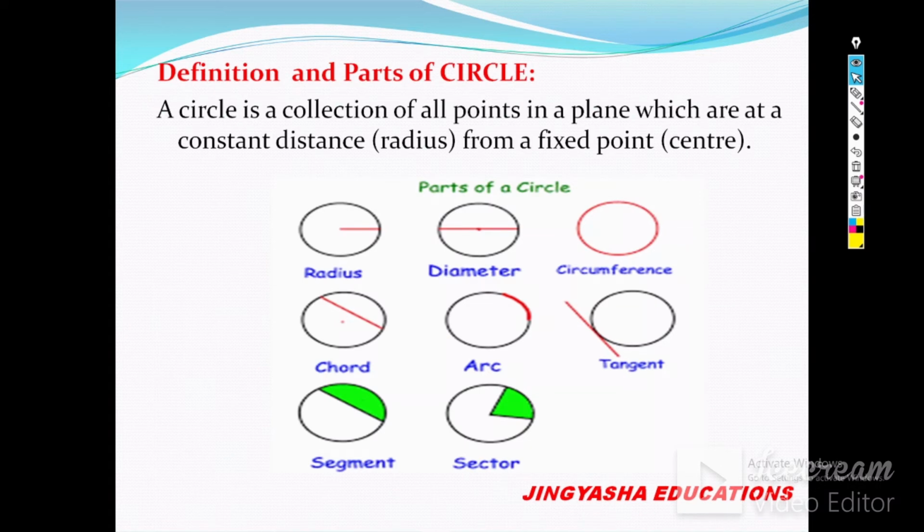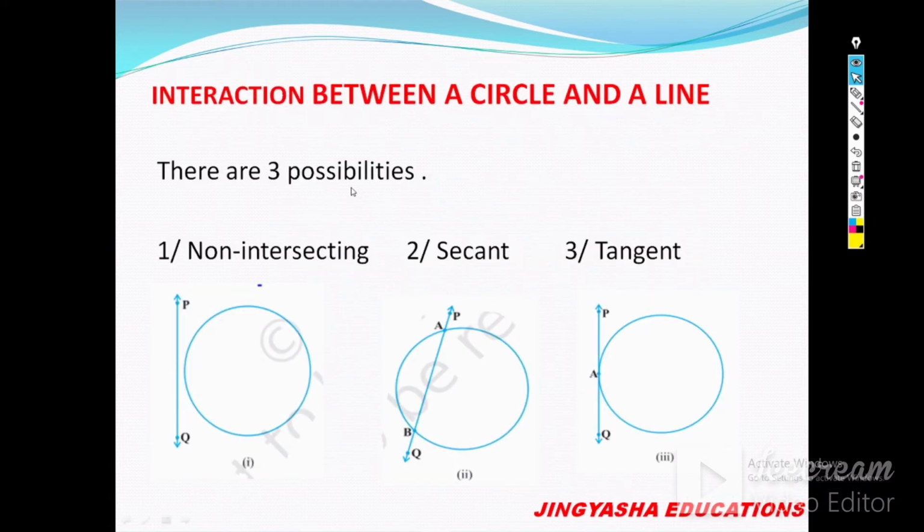So let's see what is the interaction between a circle and a line. If there is a circle and a line on a plane, then in how many ways can a circle and a line interact? One case can be that the line and the circle are at different places. I mean, they are not going to intersect each other at any time. So this is called non-intersecting. Then we can go to another case, that is secant.